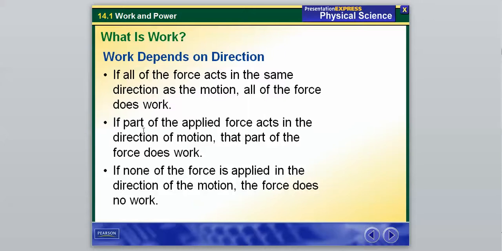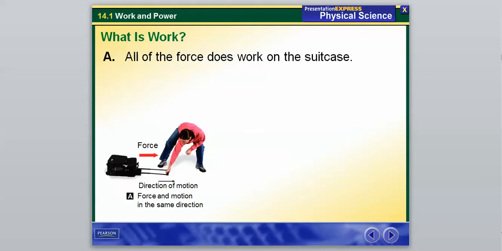So these are all pretty important. These are basically the breakdowns of when work will and will not be done, and we can have one in between. These next couple slides are going to illustrate that. So we have our first option here, letter A. The woman there is pulling her suitcase across the floor, and her red arrow indicates the force, and the little black arrow is the direction of motion. The suitcase is moving straight to the right, and her force is acting in that direction, so her force and motion are in the same direction, so she is doing work.